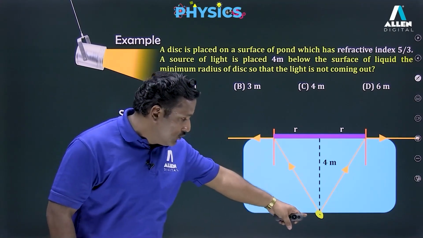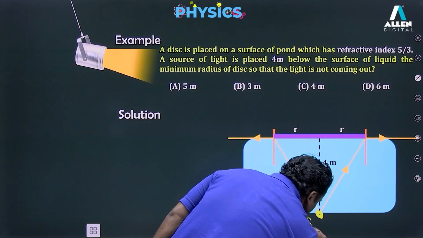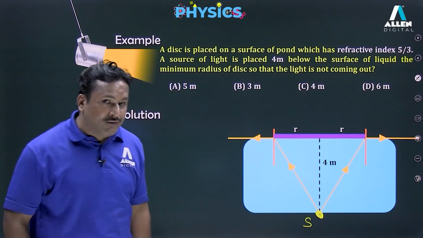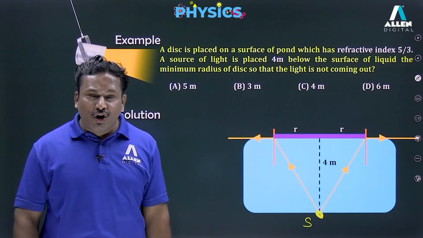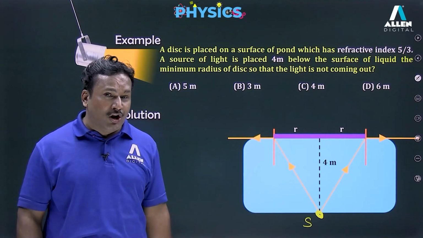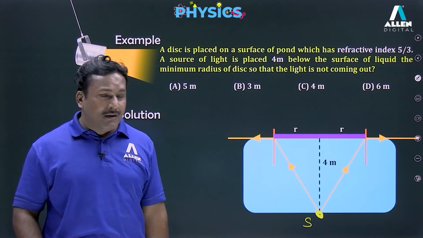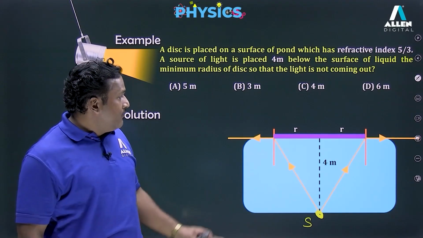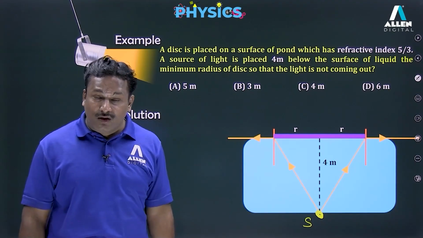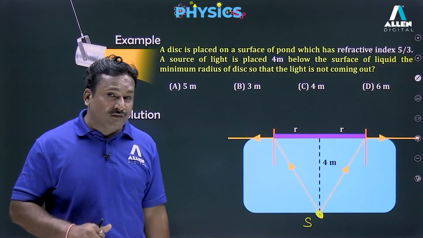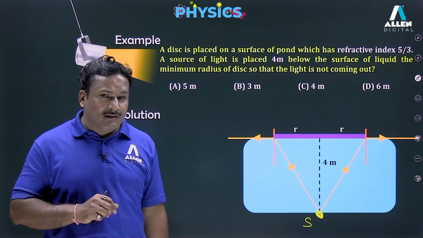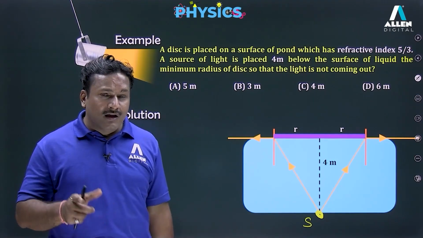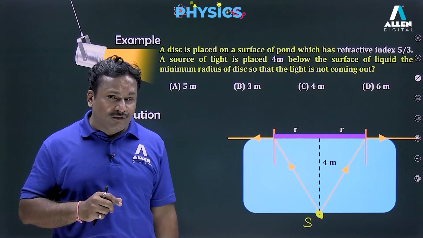Let me write S as the source of light. From the source, the light should not come outside the pond. What is that must condition? What should be the value of the radius of the disc so that the light ray should not come out? Now listen, to understand how we are going to obtain the value of the radius of this disc.